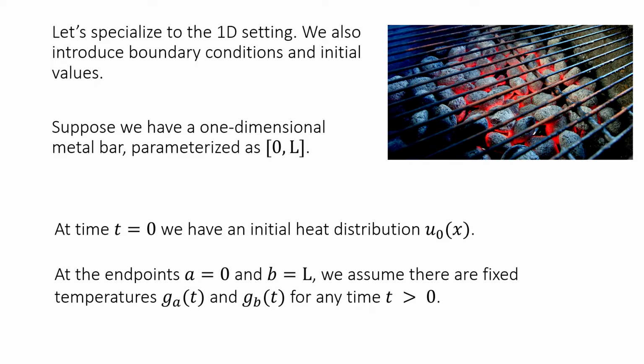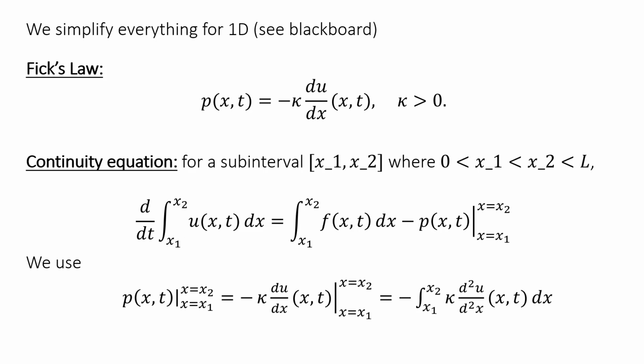For our example, we have a cooling device or a heating device which keeps the temperature constant. In many mathematical discussions, we will only consider the case where GA and GB are just constant 0. That is a simplified setting where we can discuss the most basic properties of the heat equation. Now, speaking of the heat equation, let's again simplify everything for the one-dimensional case.